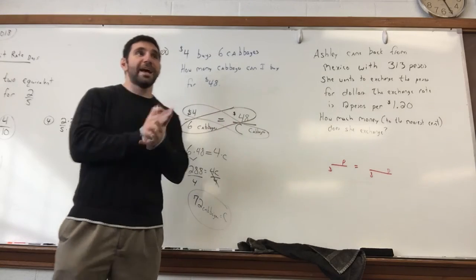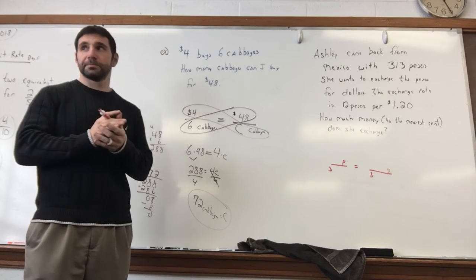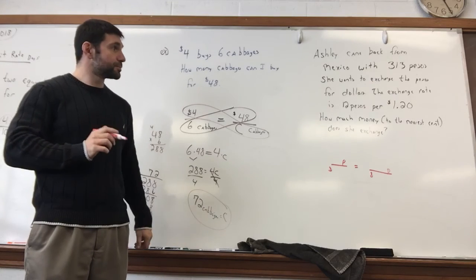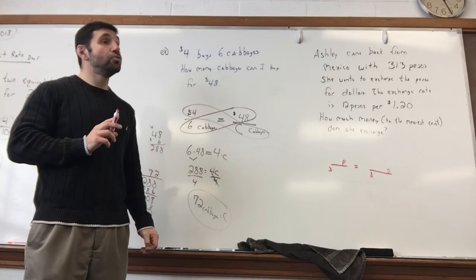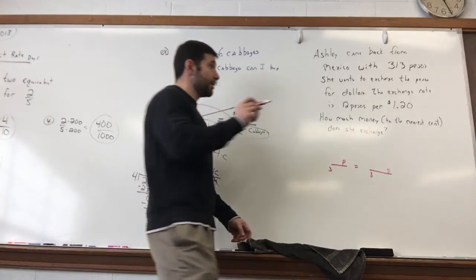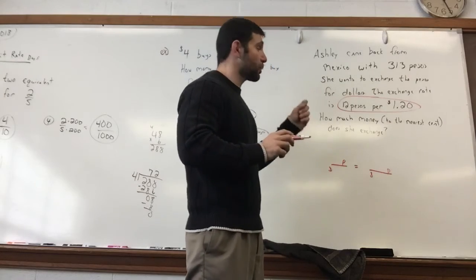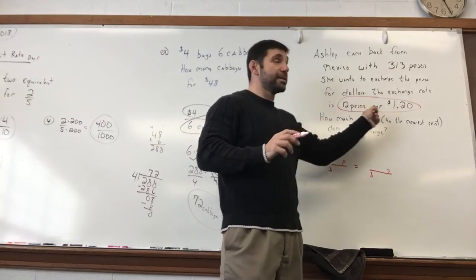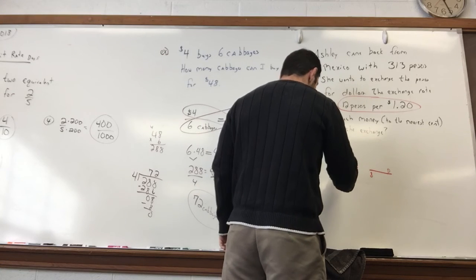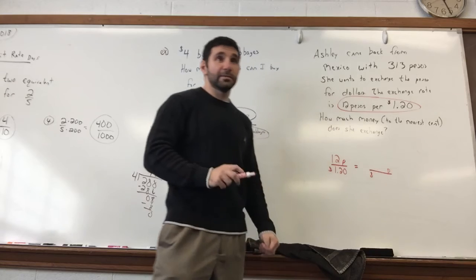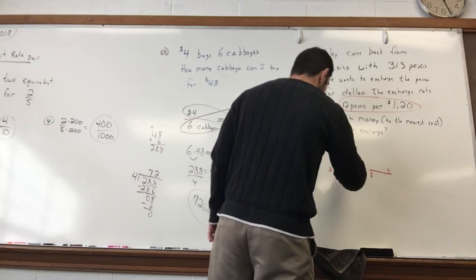Which 2 numbers have to go together? Blaze? The 314. No. It tells me right here, this is a rate. 12 pesos per $1.20. So for every 12 pesos, we get $1.20 back. Everybody with me? Okay. I'm going to write pesos so it doesn't look like a variable.